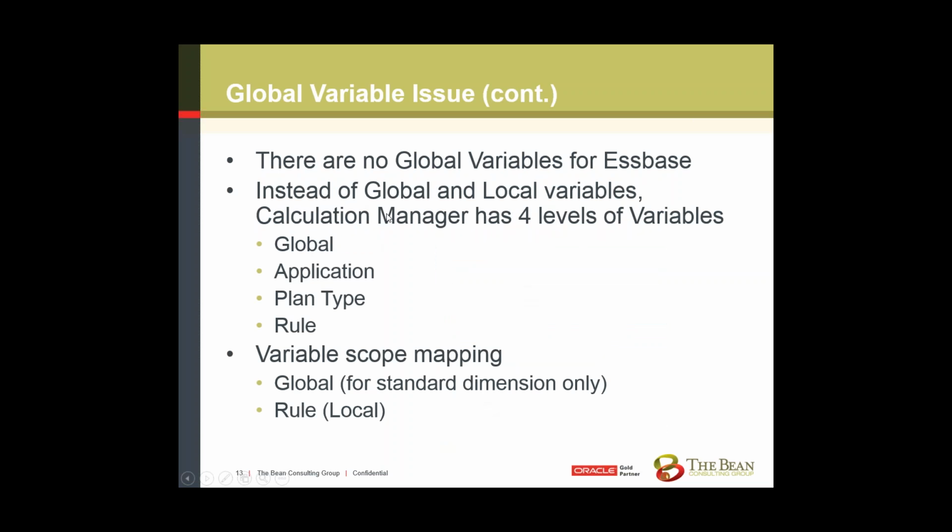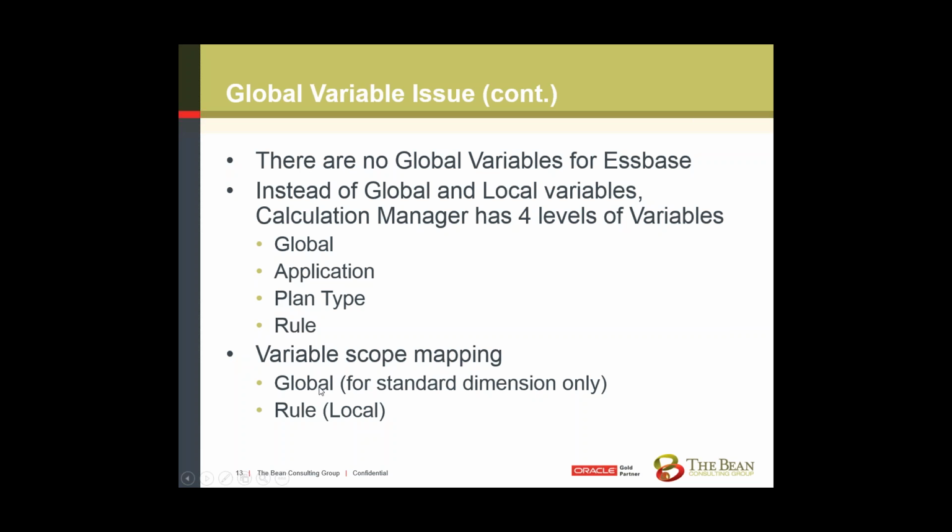Within Calc Manager, there are varying scopes you can set for your variables. You can have a variable that's global, meaning it applies to all business rules across all applications. You can have application-specific variables and plan type-specific variables, so it might be valid just for plan one of the planning application. And then the lowest level of scope for your variables in Calc Manager is the rule scope, meaning the variable is only valid within the scope of the business rule itself and not beyond that.